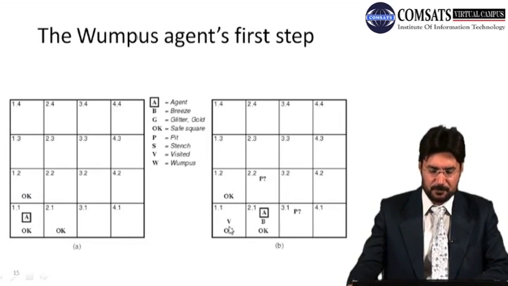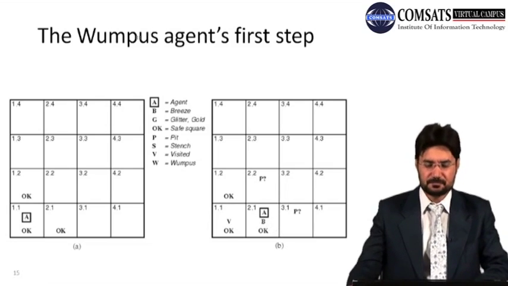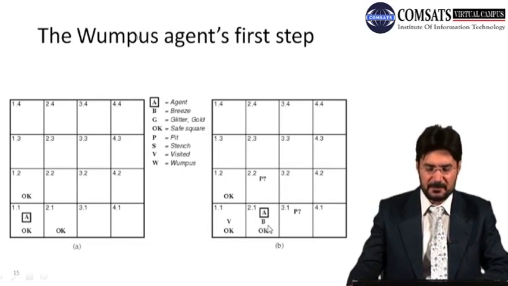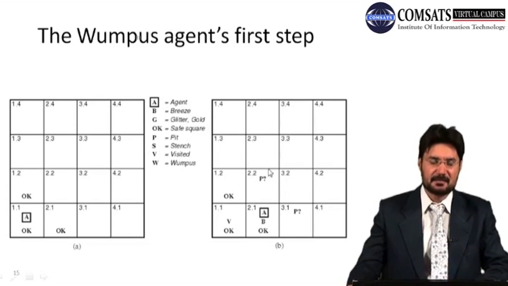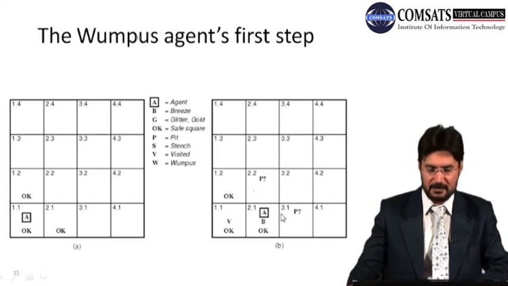So these 2 points are okay. We can move here. So when we move from here, we will mark this as a V, because we were already here. And when we move to 2.1, there is a breeze. So we put B here, and we understand that there is a breeze. This means that there can be a pit around it. So the pit can be either in 2.2 or in 3.1.